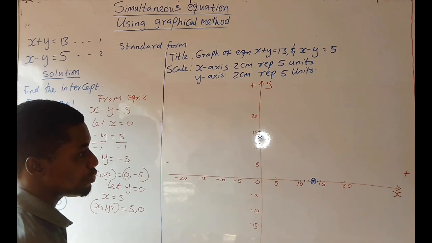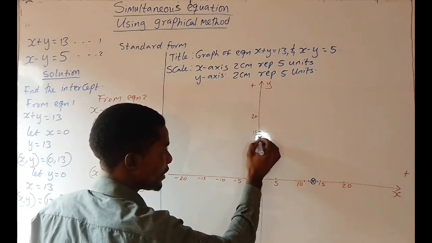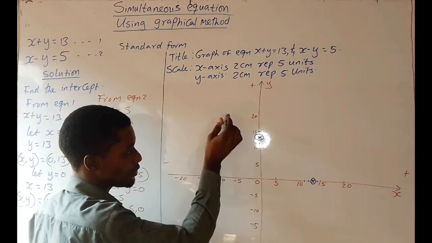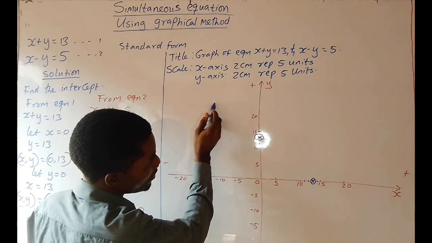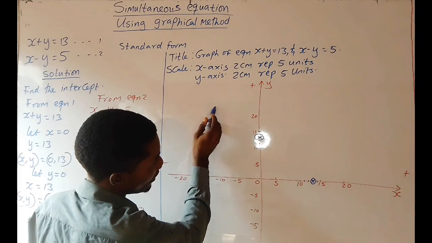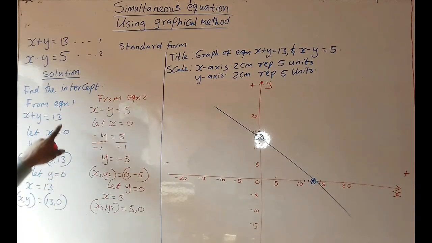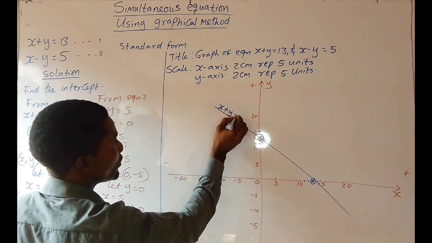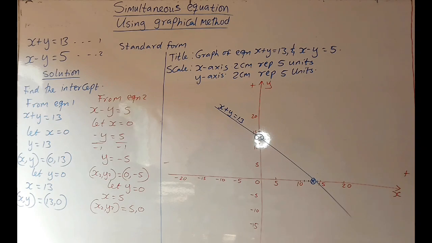Now the next thing we need to do here is to join the points together using a straight line. It's better we make use of a ruler for a better line. So I've just drawn the line for the equation x plus y, which is equal to what? To 13. Now let's plot the next equation.